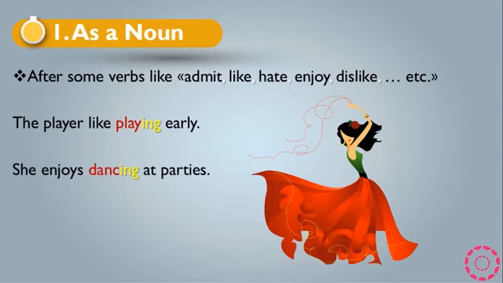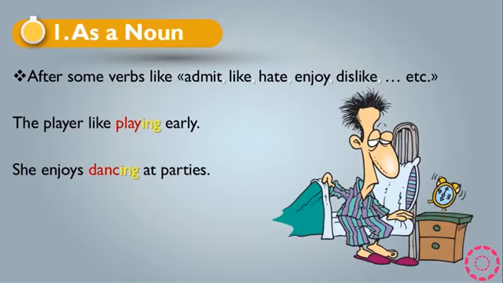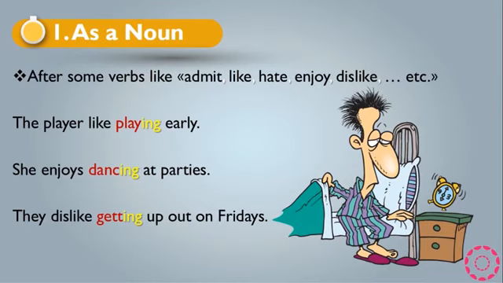She enjoys dancing at parties. Again, we have enjoy here. So after those verbs, when another verb comes and takes ing, it also functions as a noun. So: she enjoys dancing at parties. They dislike getting up on Fridays. As you see here, again, we have dislike, which is one of the verbs above, and also we have getting, which takes ing. So that's why it functions as a noun.